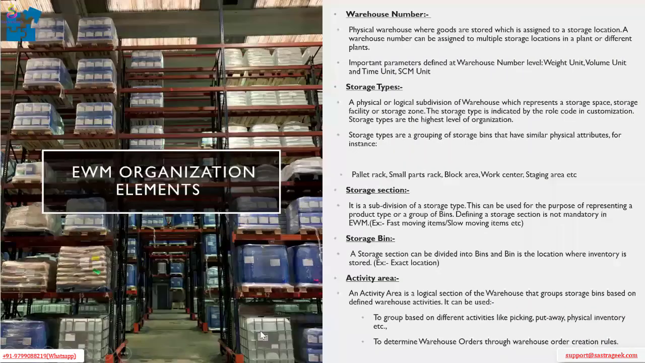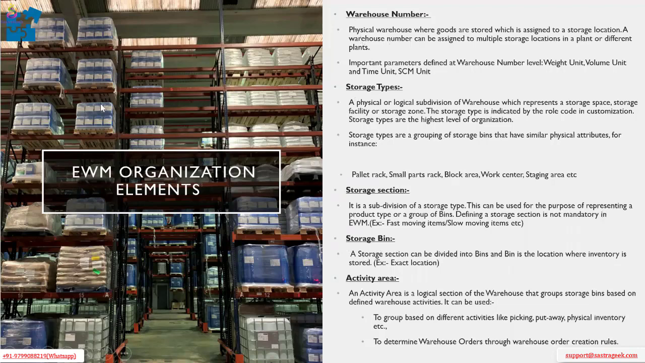Fair enough. But within this EWM system, if we talk about the hierarchical structure within the warehouse, we will always have the warehouse number, followed by the storage types, followed by the storage sections, followed by the storage bins, and then we have something called activity areas. Okay. Now, what is a warehouse? This is something which we already knew and understood. This is a physical warehouse where we are storing goods.